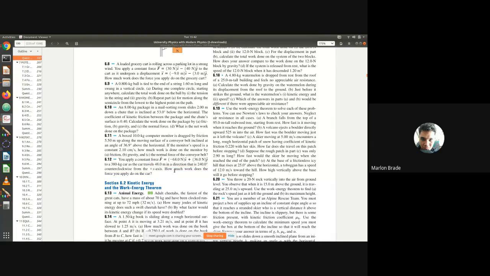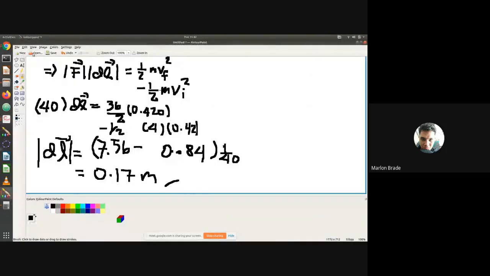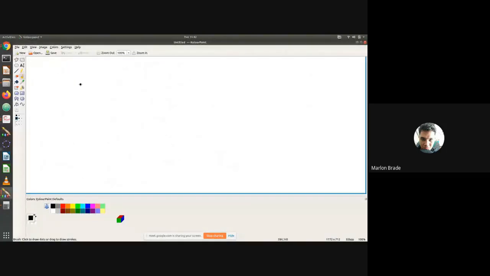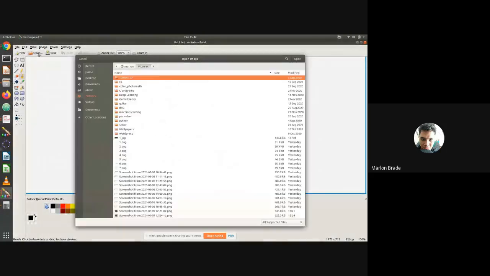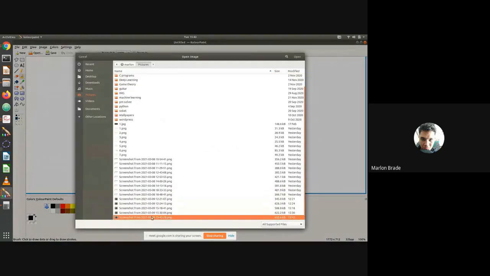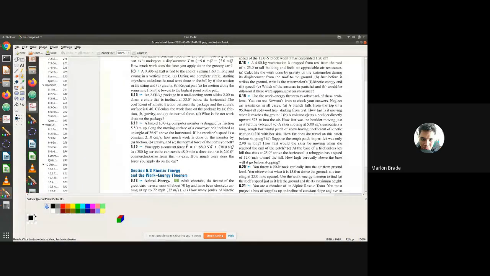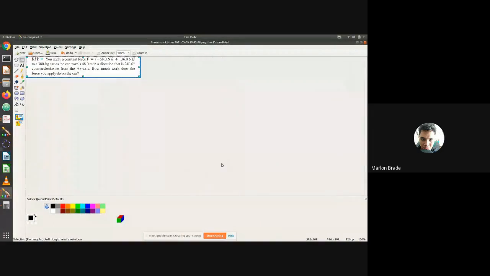Okay, so na siya acceleration somewhere. How much work does the force you apply to the car? Gihatag ang displacement, no? Yeah, this is easy. Okay, so new, and we try to open it. 6.12, no? 6.12. Close it.